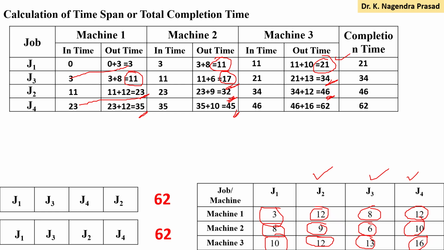So here observe that for both of the job sequencing orders, the total completion time is 62. So this is the solution, and thank you.